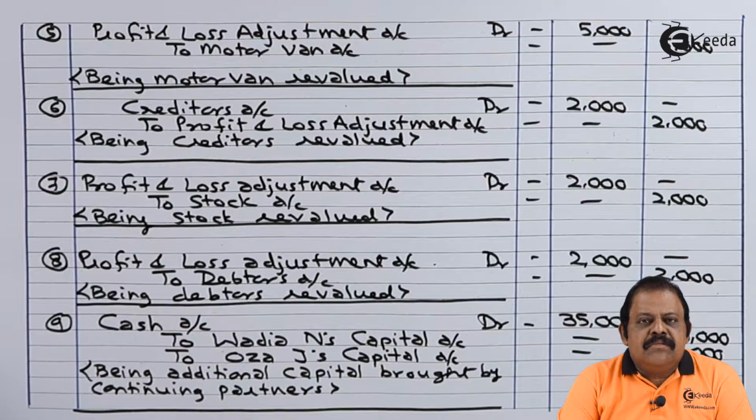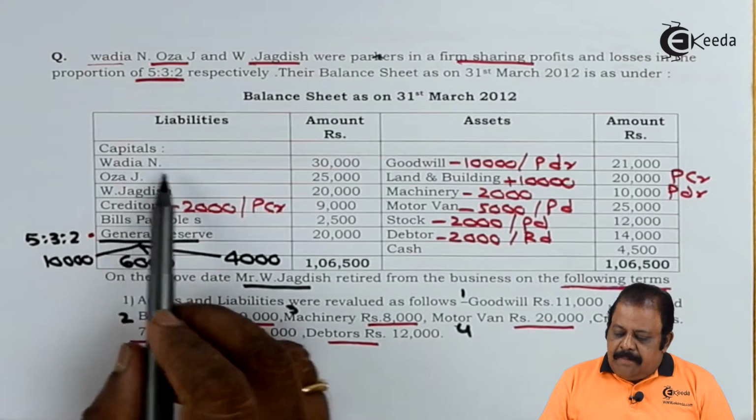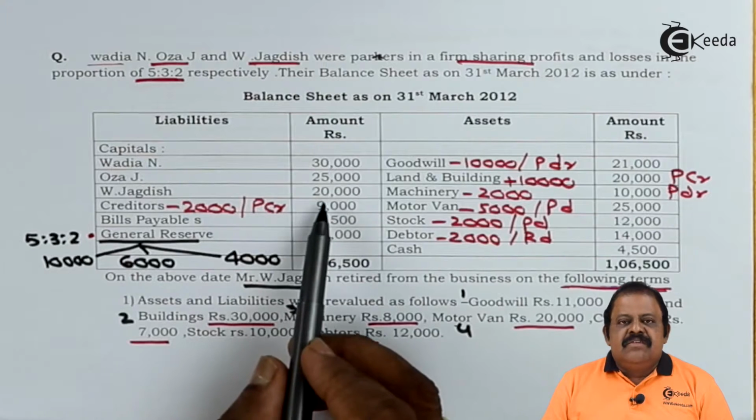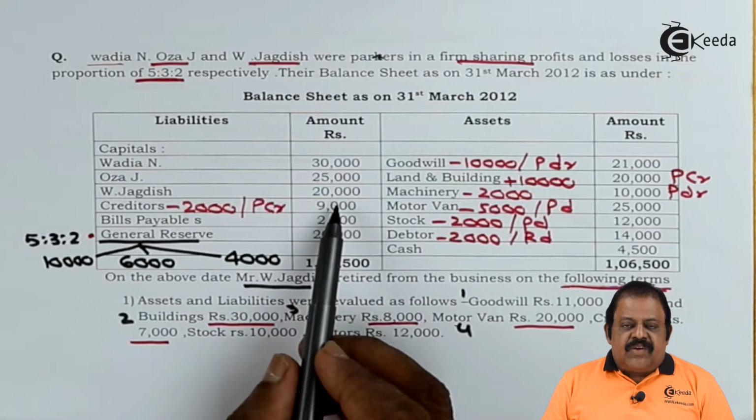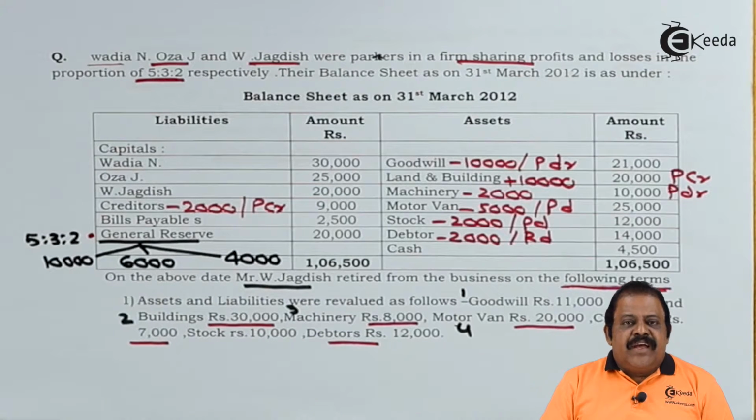We have recorded almost all entries, which we can do just by reading the question. Two entries are remaining for which we will require ledger workings, that is to find out profit or loss on revaluation and final amount payable to retiring partner Jagdish. Let's start with liability side. We have capital of Wadia, Oja, Jagdish 30,000, 25,000, 20,000 respectively. These capitals will be transferred to their capital accounts on credit side.